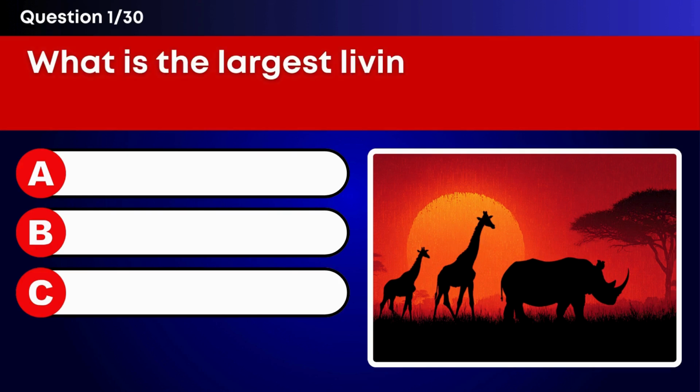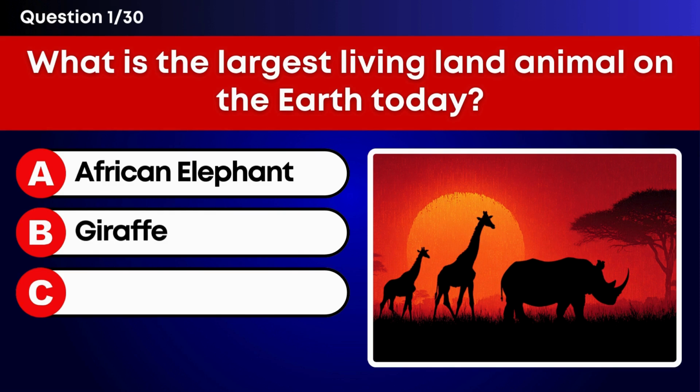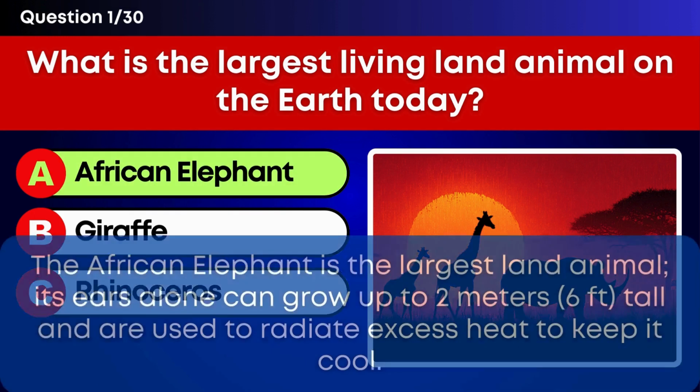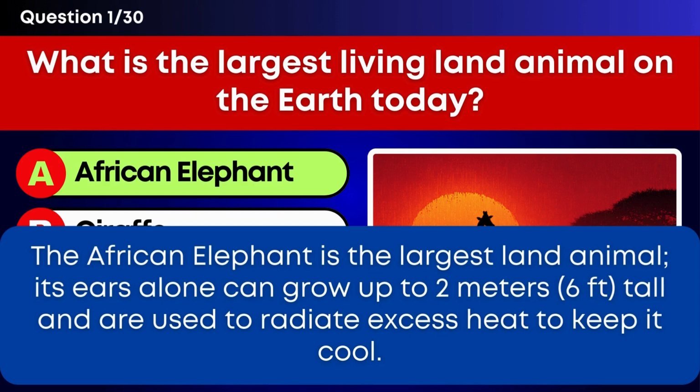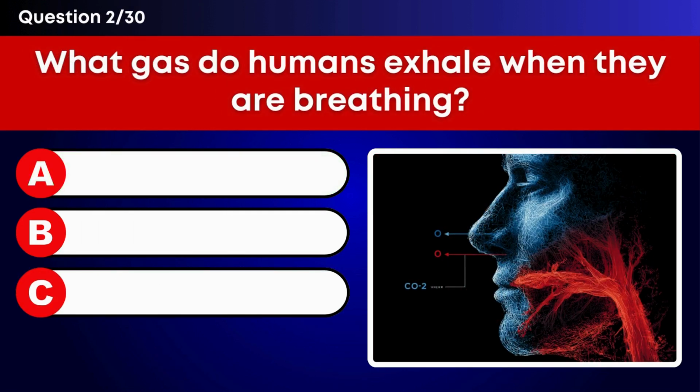What is the largest living land animal on the Earth today? African elephant. The African elephant is the largest land animal. Its ears alone can grow up to 2 meters, 6 feet tall, and are used to radiate excess heat to keep it cool. What gas do humans exhale when they are breathing?